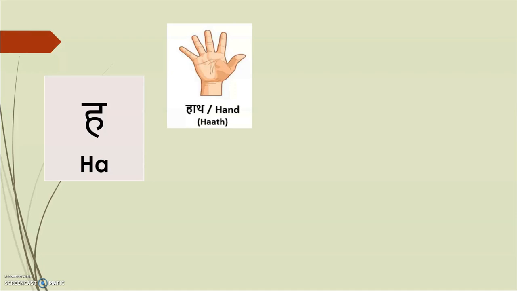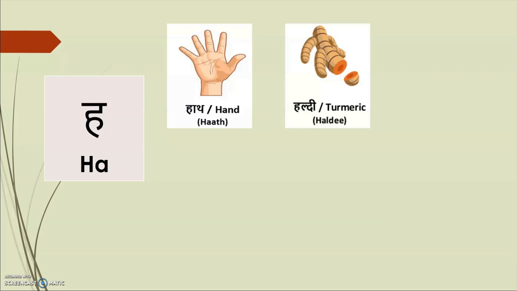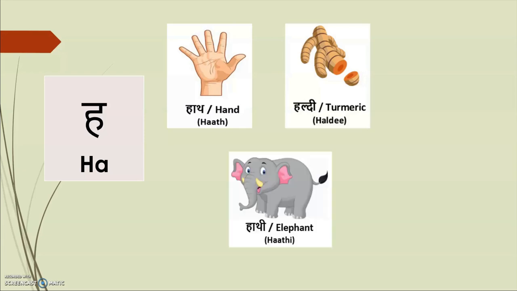In the first picture, we can see a hand. Hand in Hindi is called hath. In the next picture, we can see turmeric. Turmeric in Hindi is called haldi. In the third picture, we can see an elephant. Elephant in Hindi is called hathi.